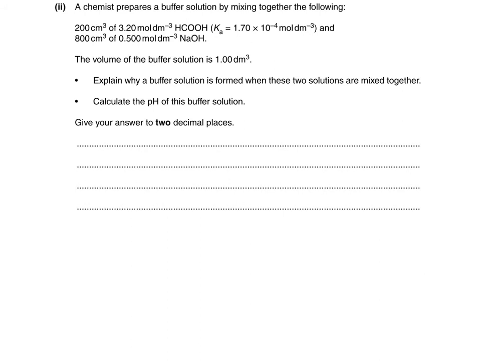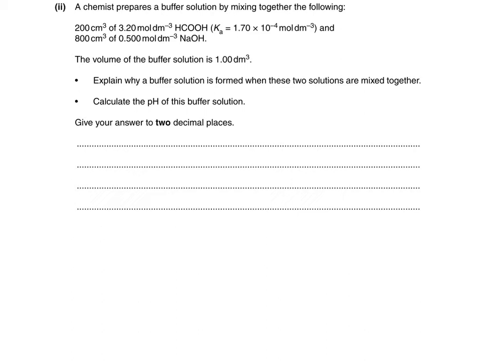Right, so now we're looking at the buffer solution. And this buffer's been made by reacting a weak acid and a strong base. So our first step is to explain why a buffer solution is formed when these 2 solutions are mixed together. We then calculate the pH, and we've got to give our answers to 2 decimal places.